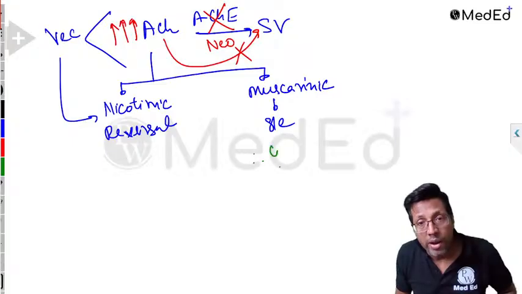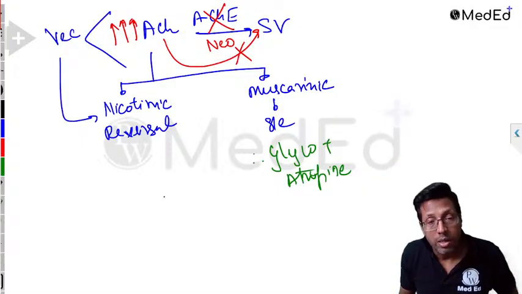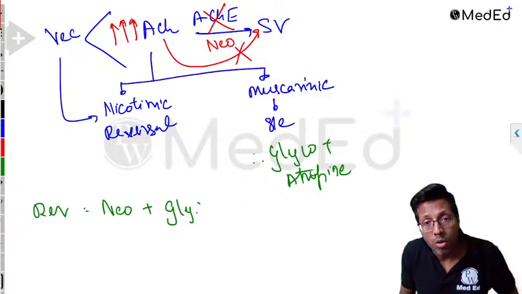That is the reason why you add glycopyrrolate or atropine. So atropine or glycopyrrolate are added to counteract the muscarinic effects of the increase in acetylcholine that is taking place. So reversal is always basically, guys, neostigmine plus glycopyrrolate or atropine. Thumbs up. Clear, everyone?